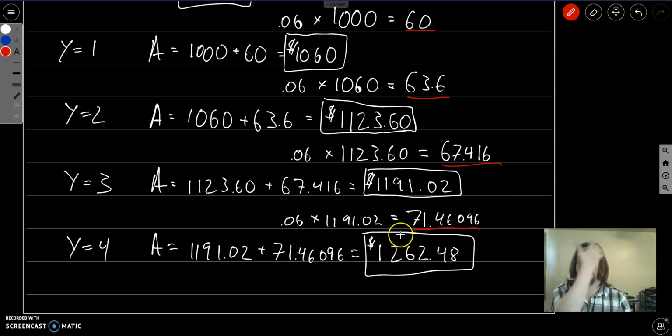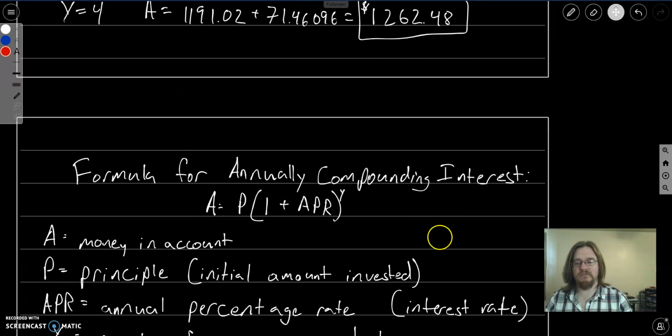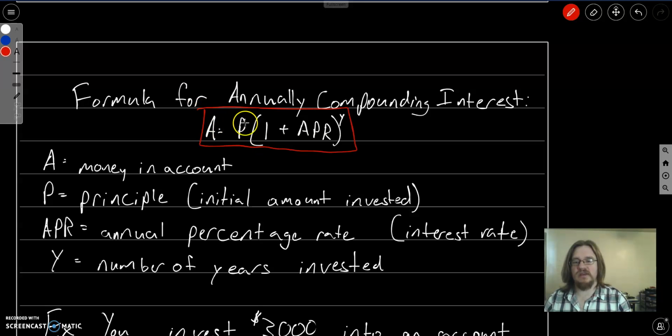our account, and we get to earn interest on everything in the account, including the interest we've already earned. Luckily, there's a formula for this, so we don't have to calculate the interest every year. And our formula is given right here. The amount of money in our account is going to be P, which is the initial amount that we invest, times 1 plus our interest rate. So interest rate, the APR is the annual percentage rate, and we're going to raise that to the number of years that we've invested. So let's do some more examples of this.